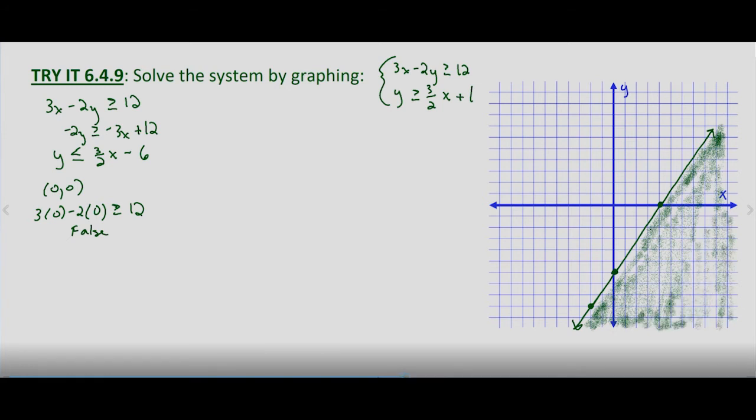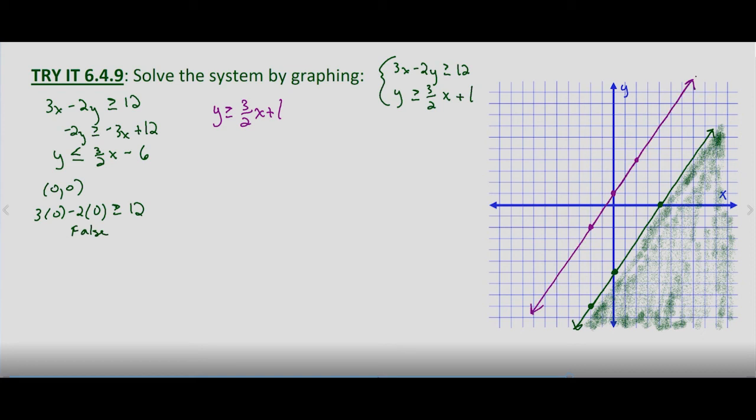And now we'll move on to the second inequality. So y is greater than or equal to 3/2 x plus 1. And again, we're going to graph y equals 3/2 x plus 1. It's going to be a solid line because it includes the equals. So at x equals 0, y is going to be 1. At x equals 2, y is going to be 4. At x equals negative 2, we're going to have negative 3 plus 1, which is going to be negative 2. So negative 2, negative 2. And again, we connect the dots to draw the line.